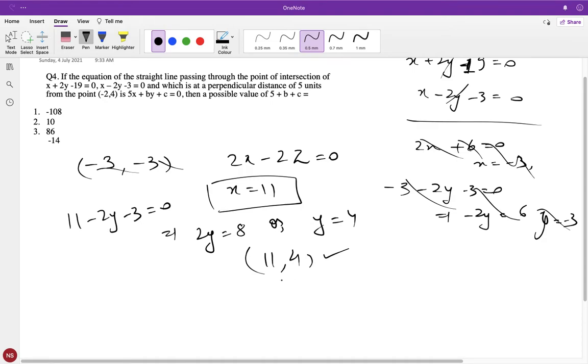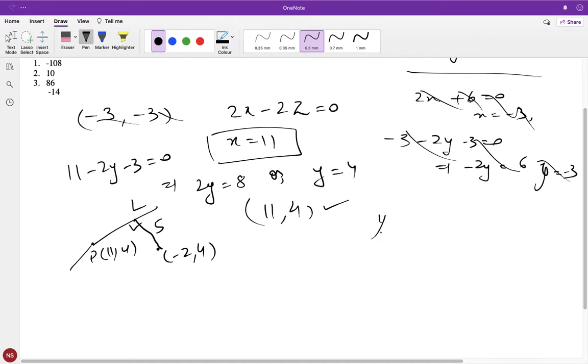Now they are saying that there is a line which passes through 11 comma 4. Maybe this is point P, 11 comma 4. This is my line L. This is at a perpendicular distance of 5 units. This is 5 from this point minus 2 comma 4. Okay, and this, they are saying that this might represent the straight line. Then what are the possible values of this thing?